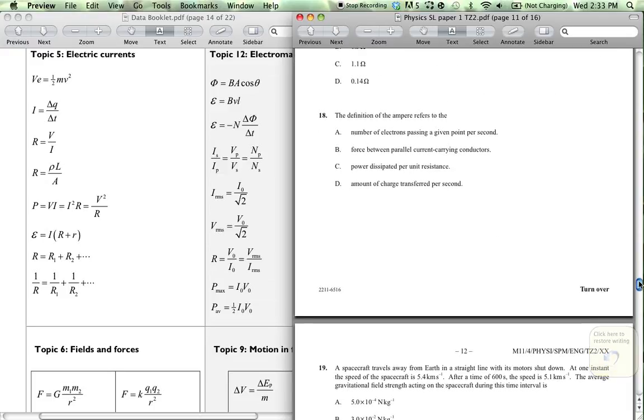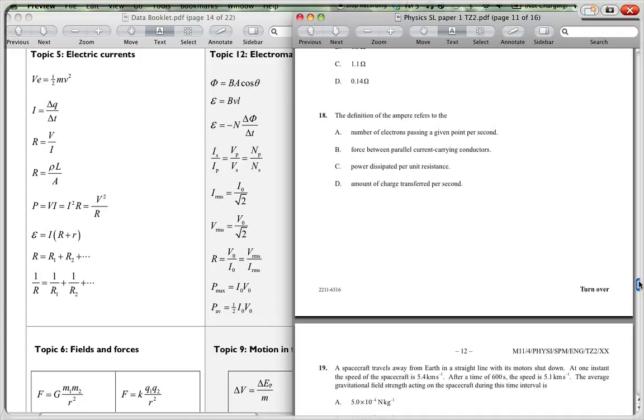This is always a bit of a trick question, this one. The definition of an ampere refers to... Now, in practice, we think of it in terms of A, but when it's actually defined, the definition is based on B, the force between two parallel current carrying conductors. That is the situation that is used to define the ampere. So one needs to remember that.